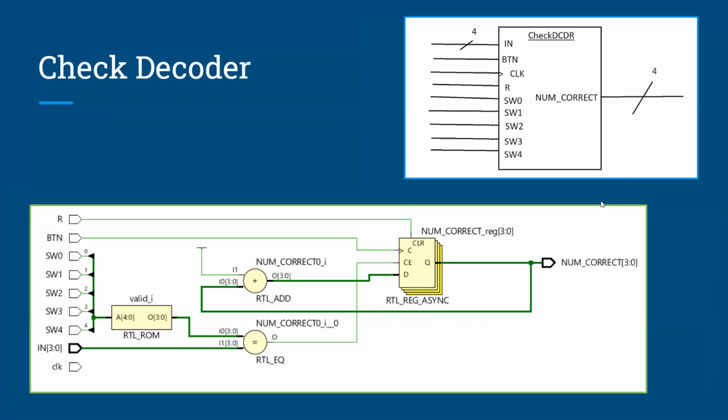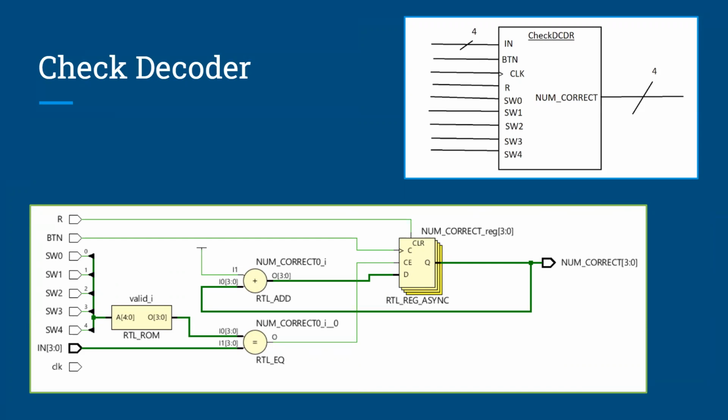Our second submodule is the check decoder. The check decoder has 9 input values, 8 of which are 1-bit inputs, and 1 of them is a 4-bit input. So our inputs are the in, which is the correct answer to the question, the enter button, the clock, the reset switch, and then the 5 switches the individual uses to convert to the binary number. And then our output is the correct number, which is a 4-bit output.